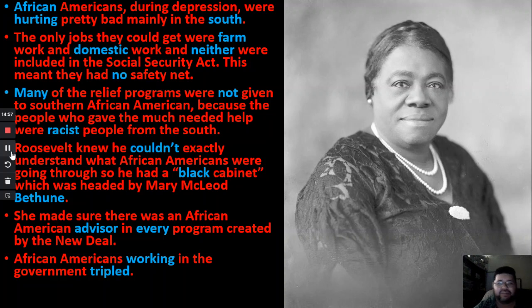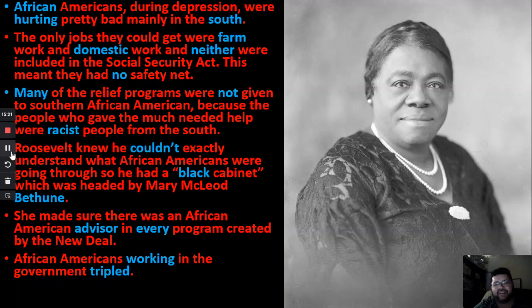And that's what Roosevelt basically knows. He doesn't know what the black people are going through in the United States at that time. He had no idea. Why? Because he's not an African American. He has no idea what they're experiencing, the troubles and tribulations that they have been going through. So what he does is he creates a black cabinet, quote unquote, black cabinet.